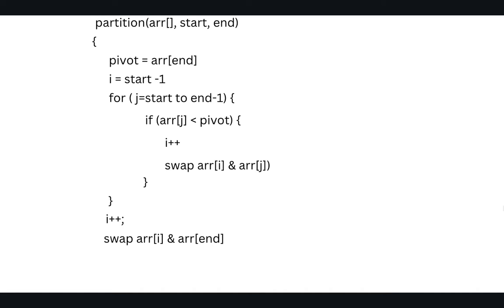Once you exit the loop, we again increment the i counter and then swap array[i] and the pivot element. The pivot element is nothing but array[end]. And in the end, we return i. i is basically the index of the pivot element. After this partitioning, the pivot element must be in the correct position, at index i.